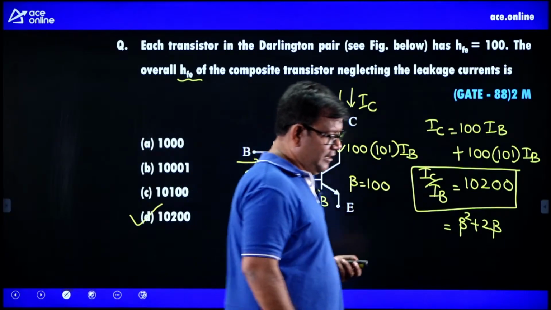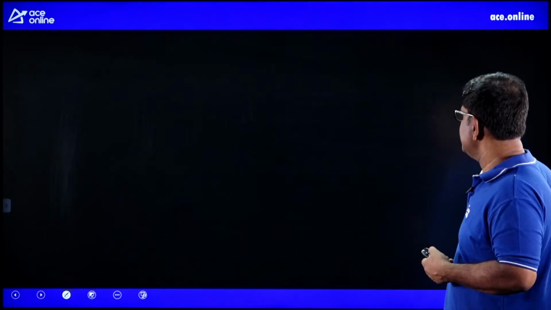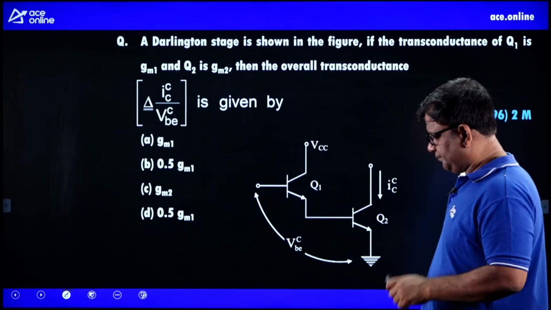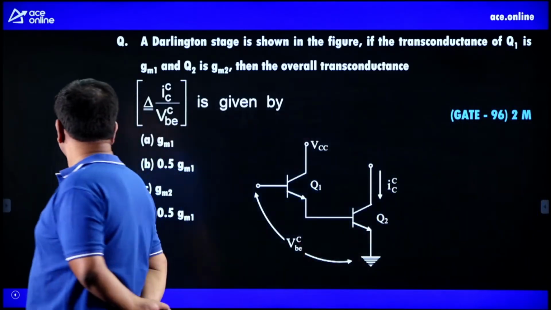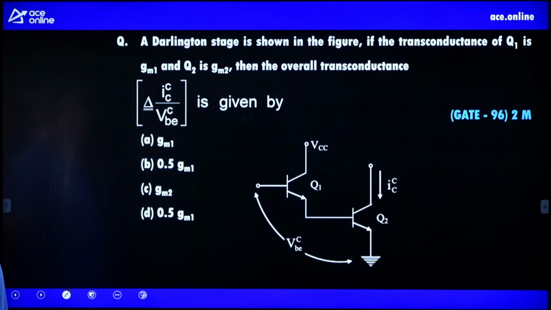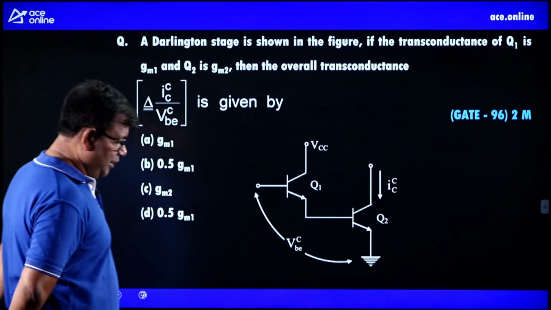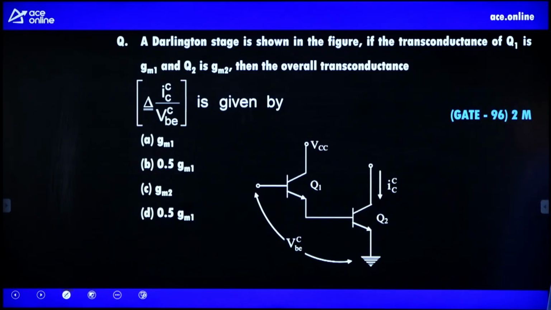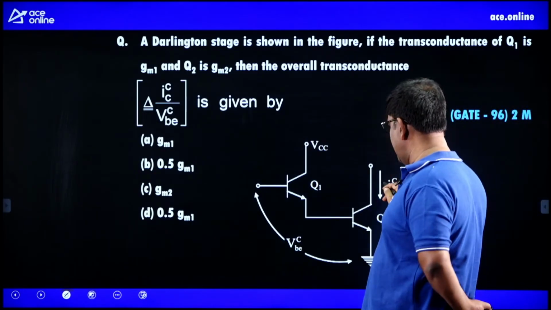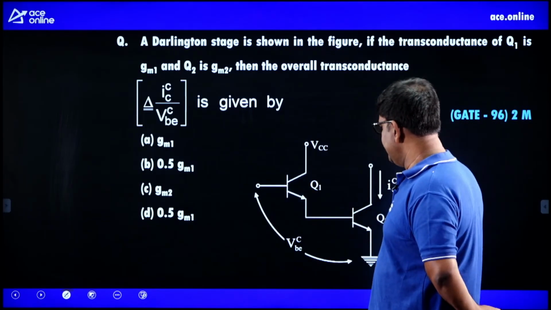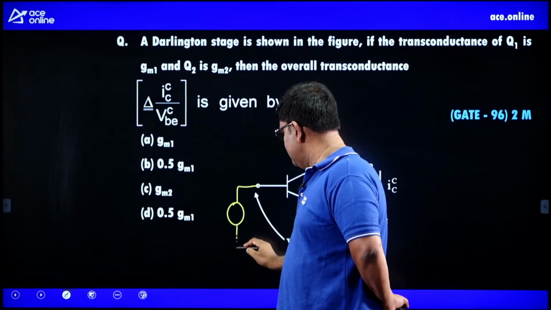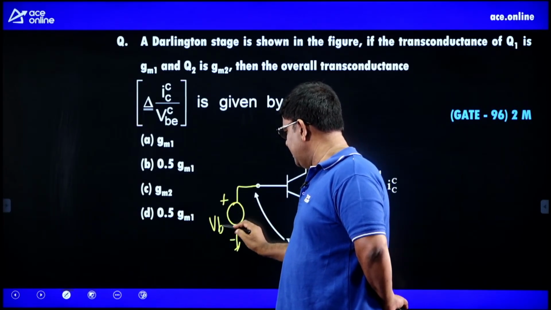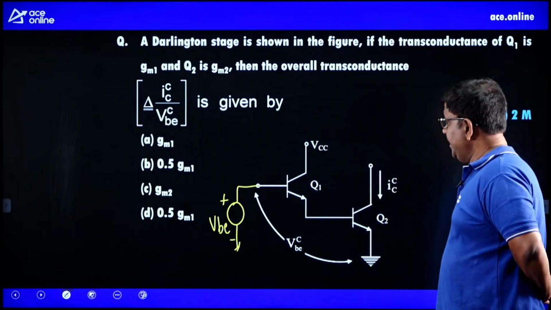So these are all GATE previous year questions. A Darlington stage is shown in the figure. If the transconductance of Q1 is GM1 and Q2 is GM2, then the overall transconductance is. So he wants the ratio between the overall IC and the overall VB here, right. So VB is the voltage from here to ground. So this is the VB given, and this is IC, right.